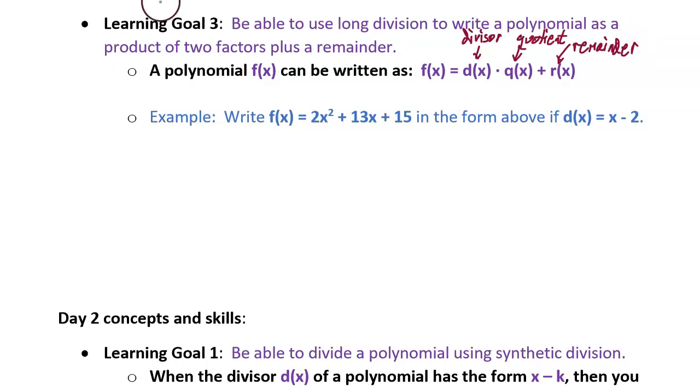Here's an example problem. Write this trinomial in the form above if we're told that d of x is x minus 2. We're going to do this using long division. We're going to take the x minus 2, which is the divisor. That's why the letter D is used for the word divisor. And we're going to use long division to divide it into our polynomial.